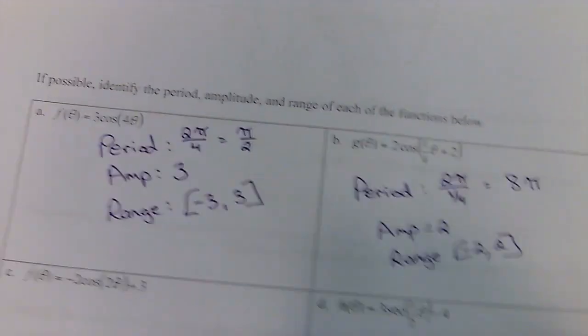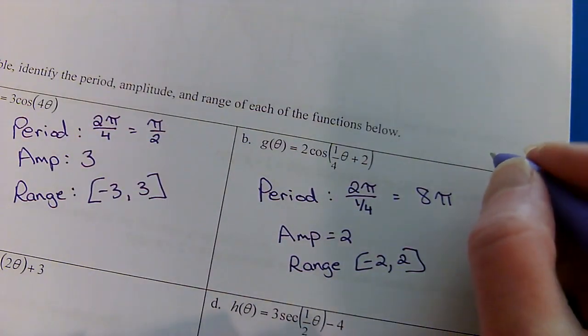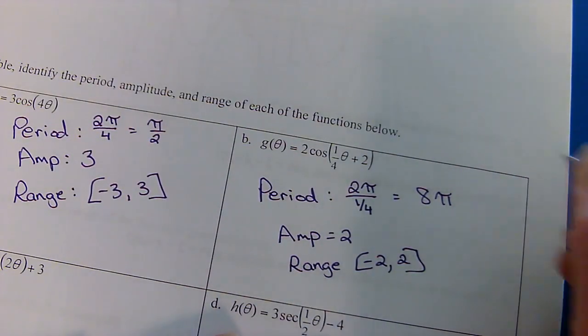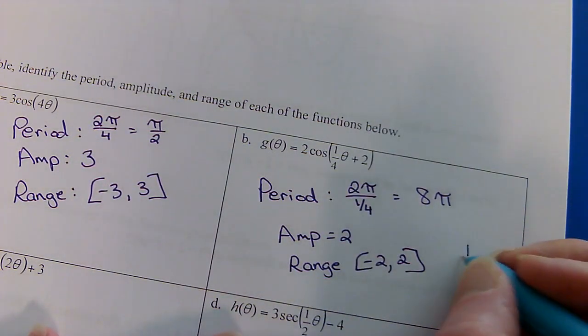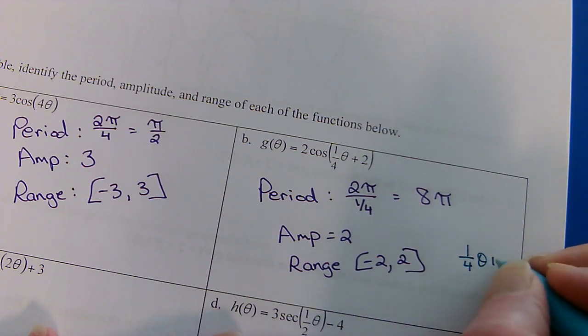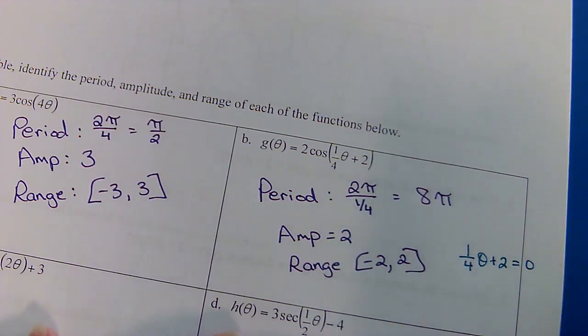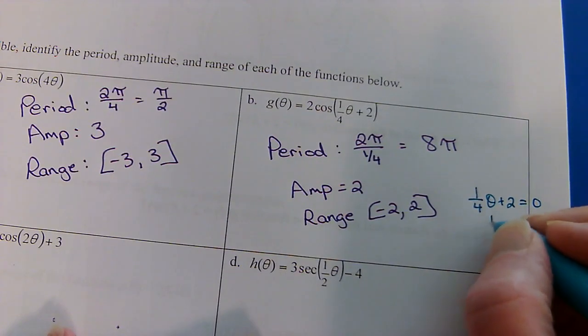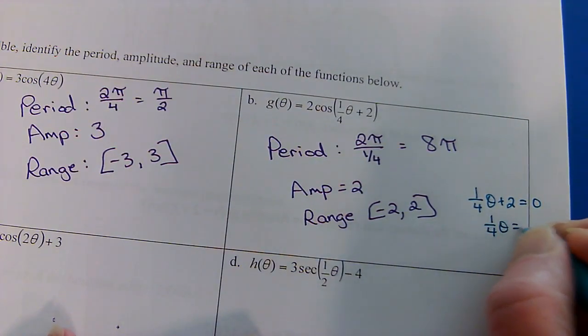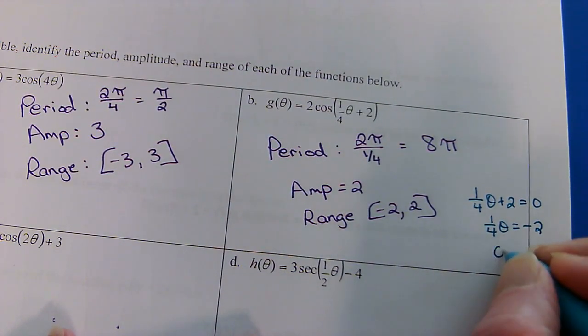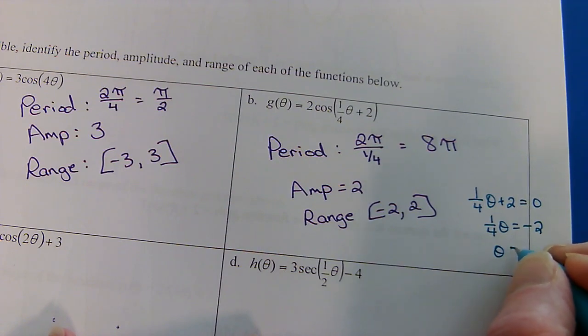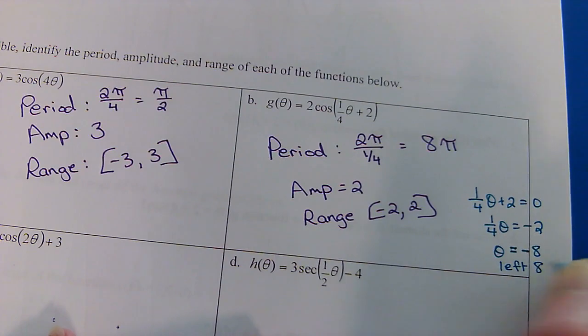Now, there's one thing I'm going to add on to this one, the phase shift. So, if I took what's in the parentheses and set it equal to 0, that's going to give me my phase shift. In other words, which way I'm shifting left and right. So that's left 8. Next one.